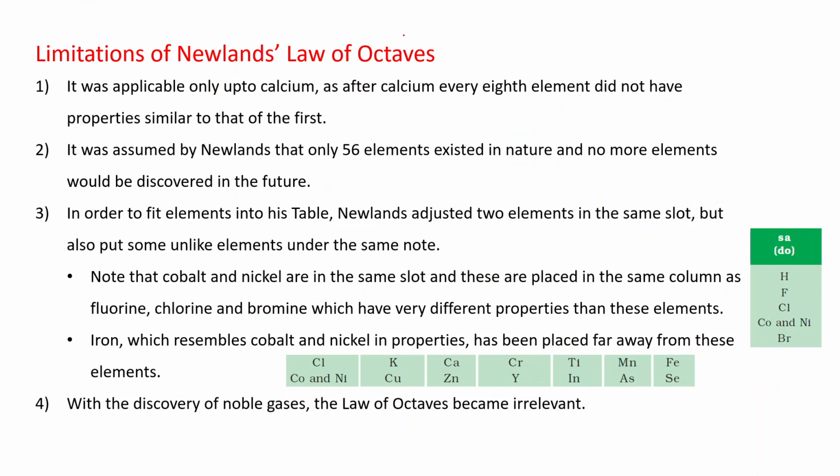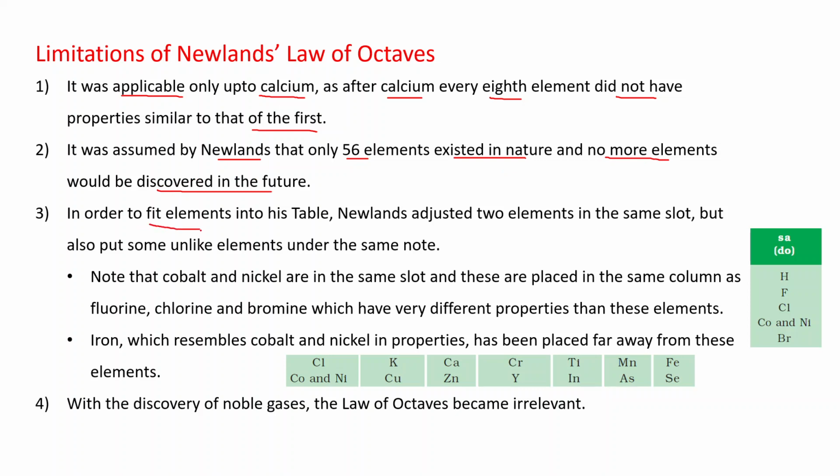Limitations of Newlands Law of Octaves. It was applicable only up to calcium, as after calcium, every 8th element did not have properties similar to that of the first. It was assumed by Newlands that only 56 elements existed in nature and no more elements would be discovered in the future.